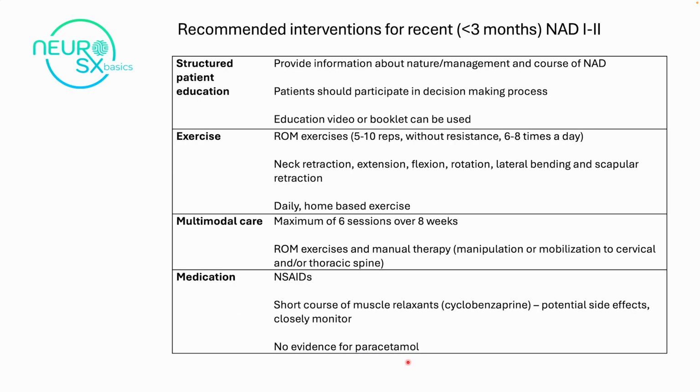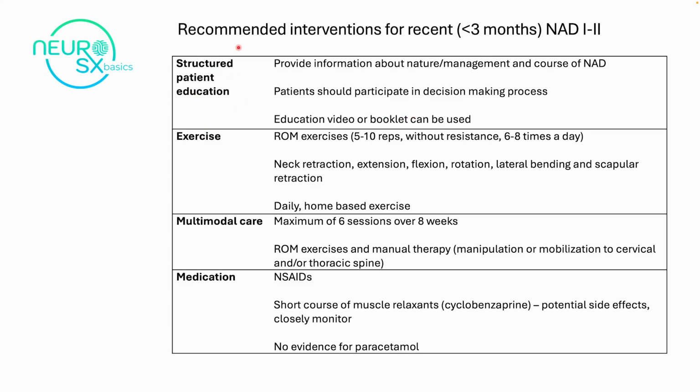Okay, so I would like to discuss what are the recommended interventions that you can offer for patients with NAD I to II. Okay, so as we discussed, we want to offer structured patient education along with reassurance with either one of these three things. So within structured patient education, we want to offer, as we discussed in the previous slide, information about nature or management and the course of NAD. Patients should participate in decision-making process. And how do we do this education? Either a video or a booklet can be used for this.